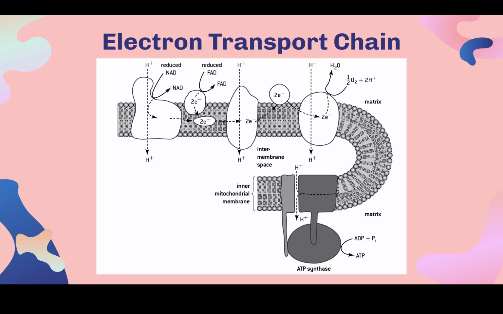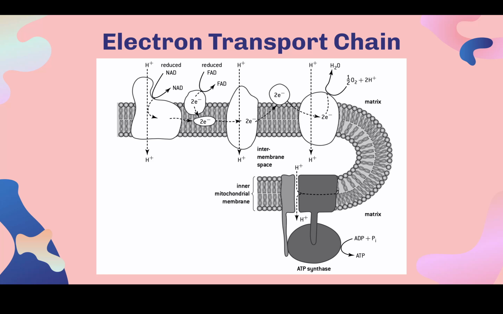A summary of the ETC, definitely. Reduced NAD becomes NAD, deposits an electron, also gets rid of hydrogen. Reduced FAD becomes FAD, gets rid of an electron, also gets rid of hydrogen into the matrix. These two electrons together from NAD and FAD move throughout the membrane through membrane proteins until they are accepted by the oxygen and the hydrogen outside in the matrix to form water.